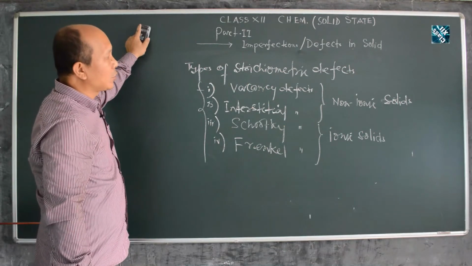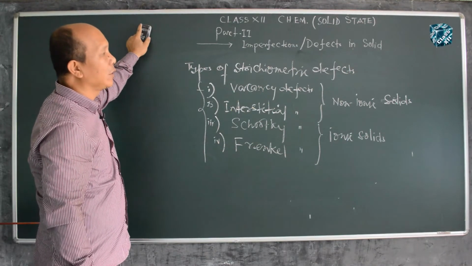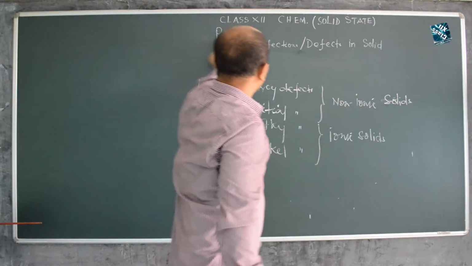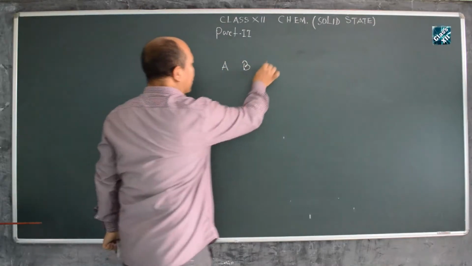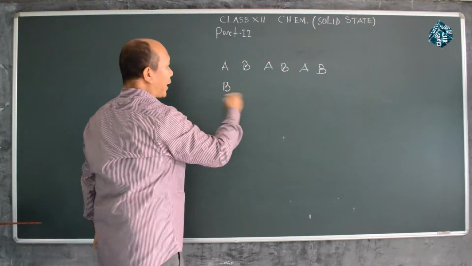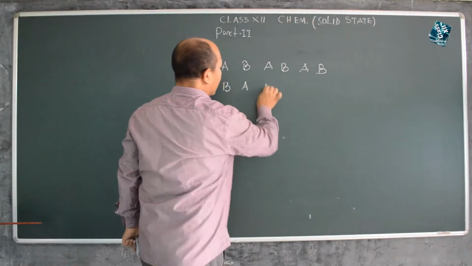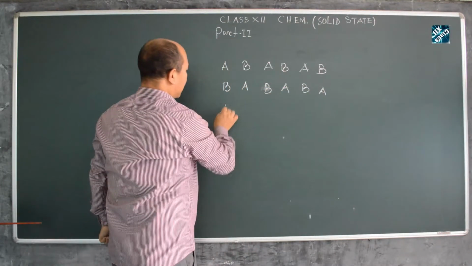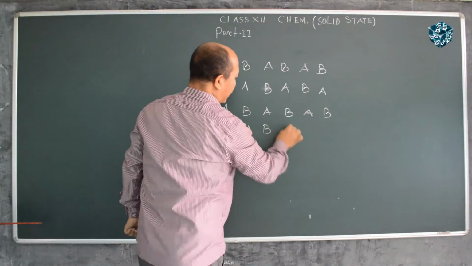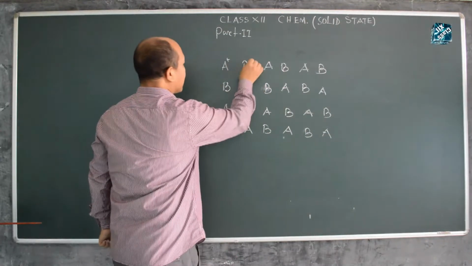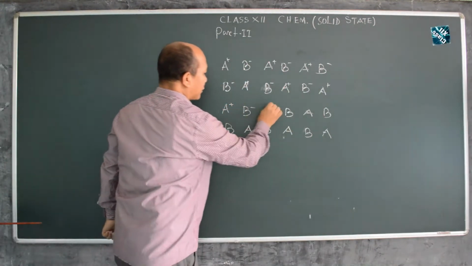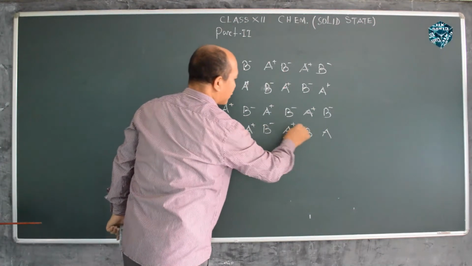First, the four types of stoichiometric defects. Ideal crystals we represent with a notation. Say the constituent particles are AB, ionic. Then AB: plus, minus, surrounded by minus, plus, surrounded by plus, minus, plus, minus, plus, minus, plus, minus, plus.